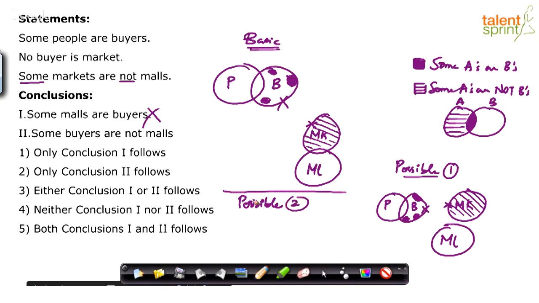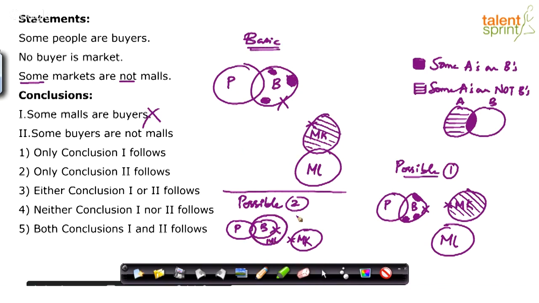First statement, some people are buyers. No buyer is market. Right? And last statement, some markets are not malls. Now, some markets are not malls. Can I draw markets? Can I draw malls like this? Anything wrong in drawing malls like this? These are malls. Are you able to follow?